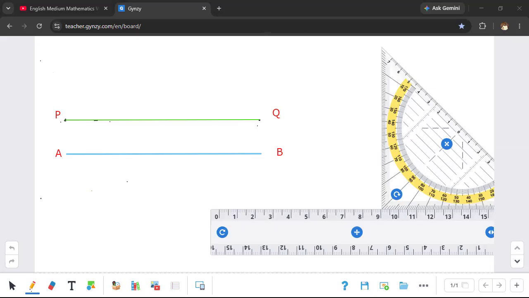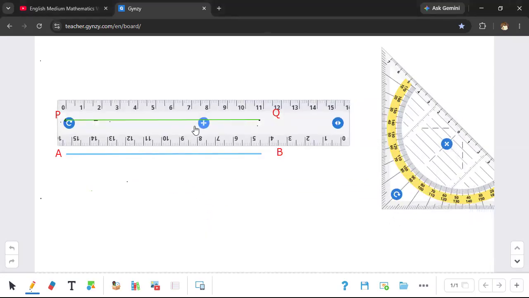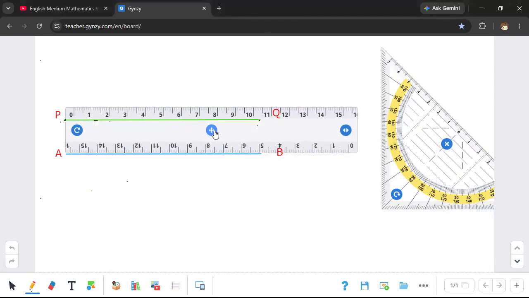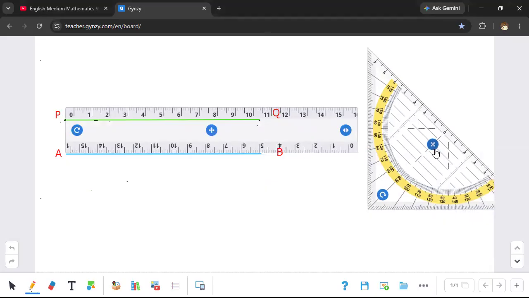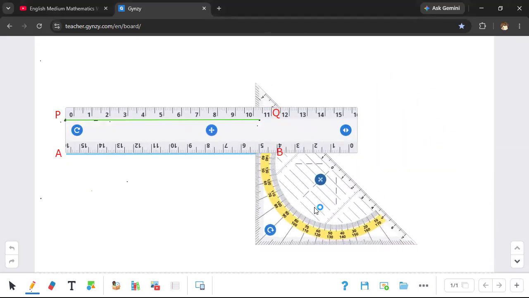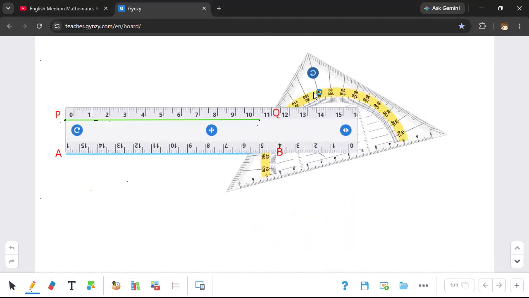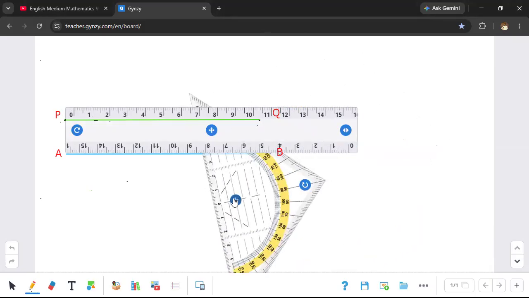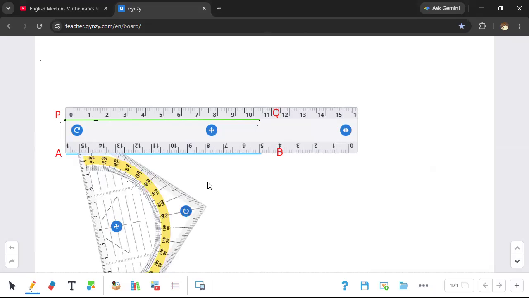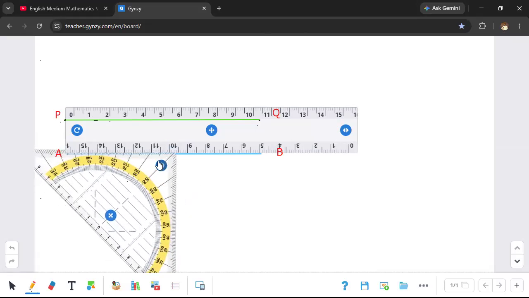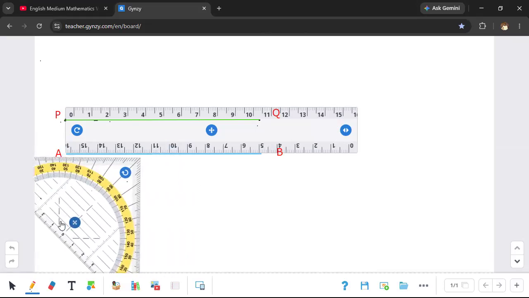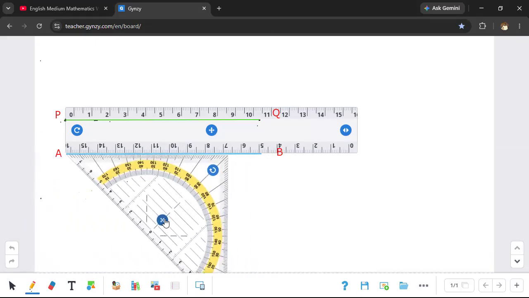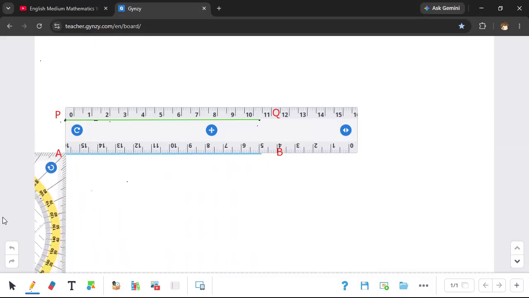For that, you are going to take your ruler and place it on top of A. Take your set ruler and rotate it like this, and align these two edges exactly like this. And take it to point A.